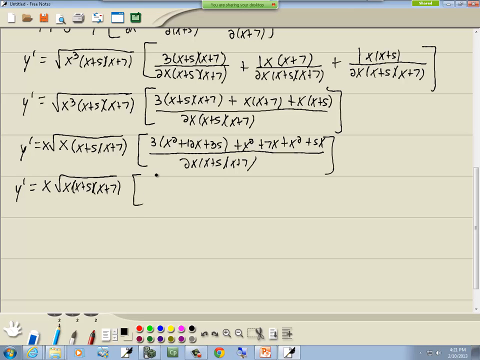And then up on top, multiply that through, and I got 3x squared plus 36x plus 105. Combine together these like terms, x squared plus x squared is 2x squared.